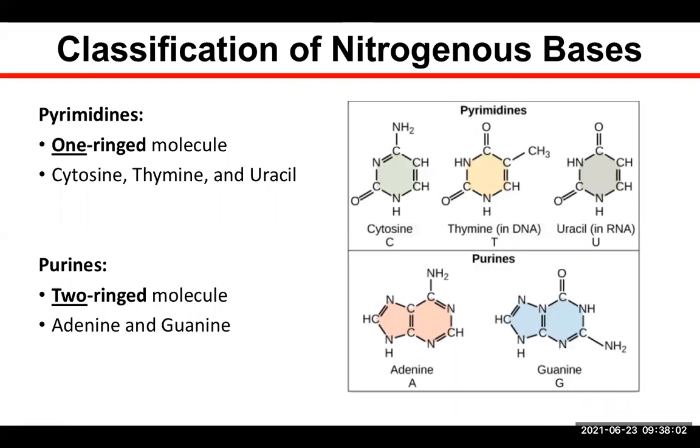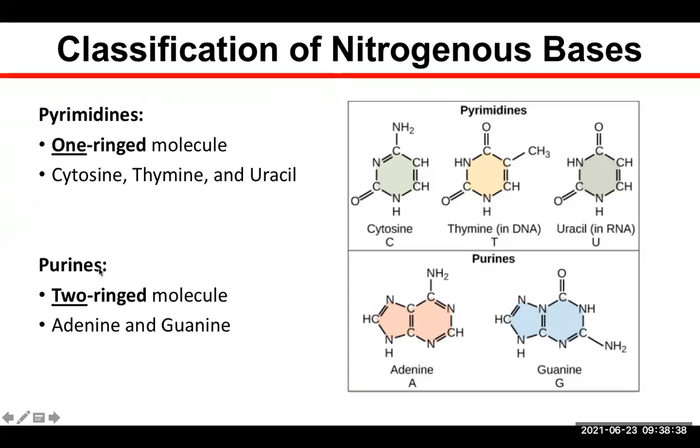For classification of these nitrogenous bases, there are really two groups: pyrimidines and purines. The pyrimidines are basically one-ring molecules, and that consists of cytosine, thymine, and uracil. The purines consist of two-ring molecules, so adenine and guanine. This requires a little bit of memorization, but if you remember one, then you'll be able to remember the other.